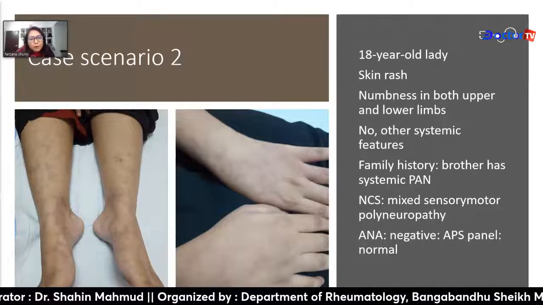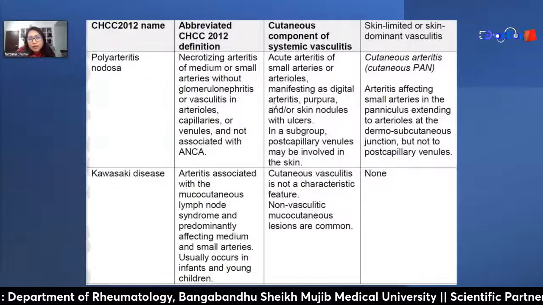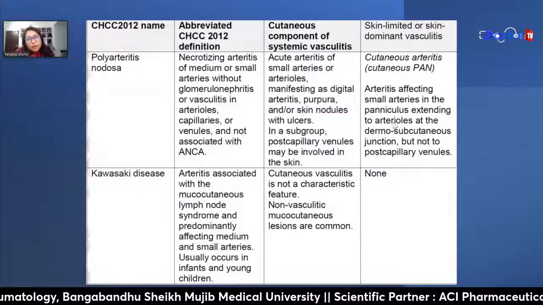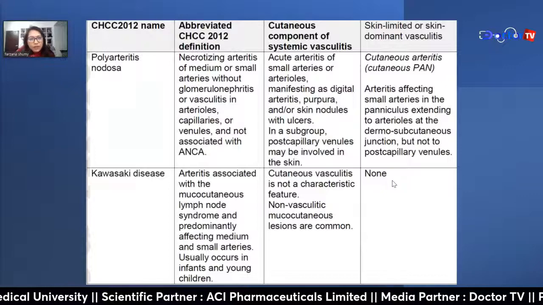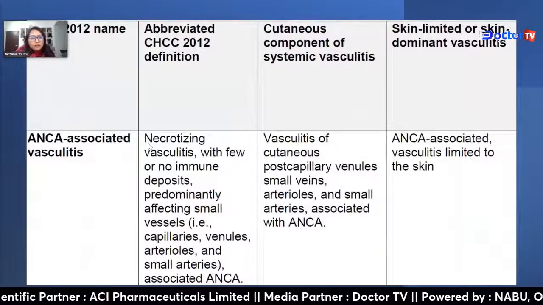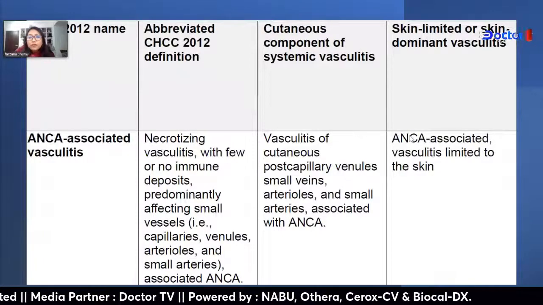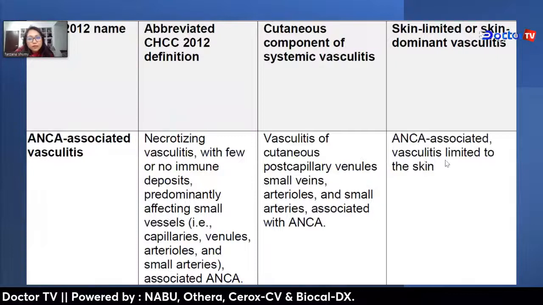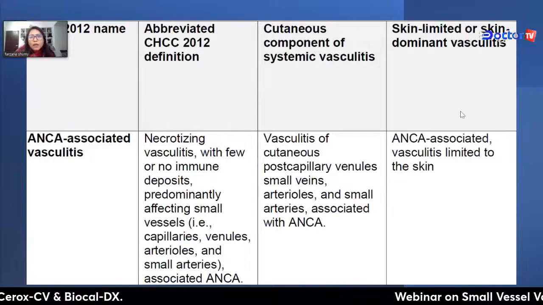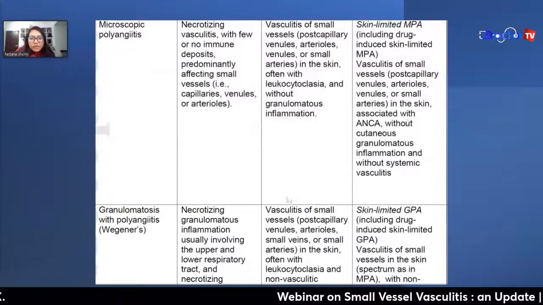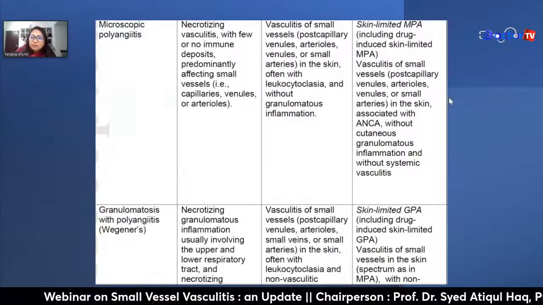So in polyarteritis nodosa, apart from systemic manifestations, it can involve only the skin, which is known as cutaneous PAN. Kawasaki disease doesn't involve the skin. Among unclassified vasculitis, as my previous presenter and Daniel already mentioned, drug-induced unclassified vasculitis can be limited to the skin, especially after taking antithyroid drugs. In MPA it can also be skin-limited, and in GPA it can also be skin-limited.